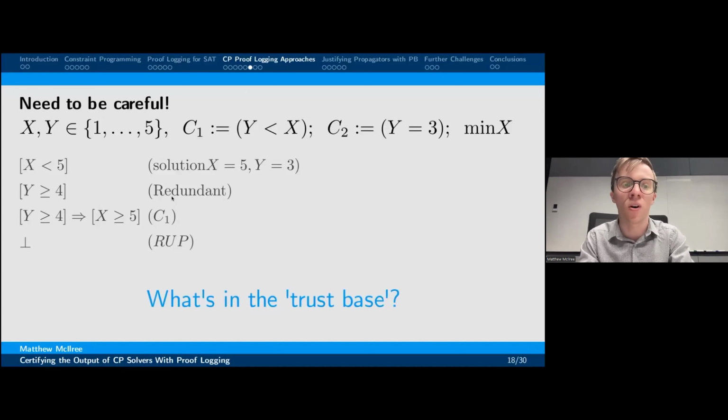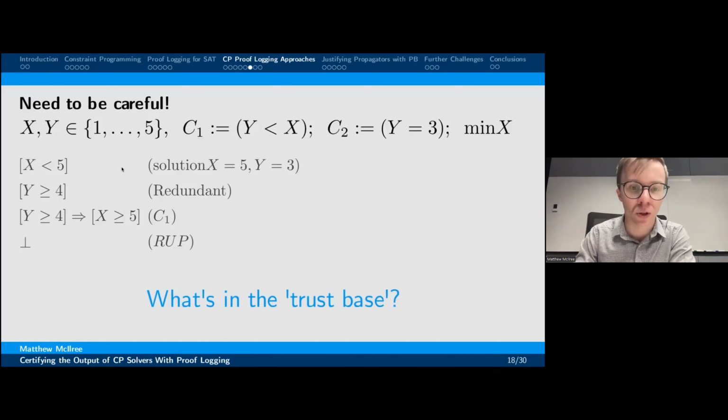So I guess the philosophical question from a proof logging perspective is, how much do you want to have in the trust base? And what I'm going to argue here and for the rest of this talk is that it's better to have a unified proof system where you can derive your explanations directly in the proof system rather than having to appeal to external inference checkers.